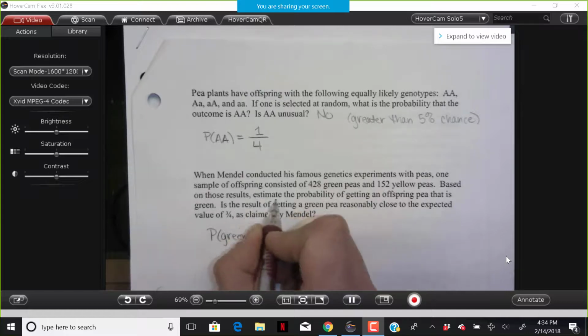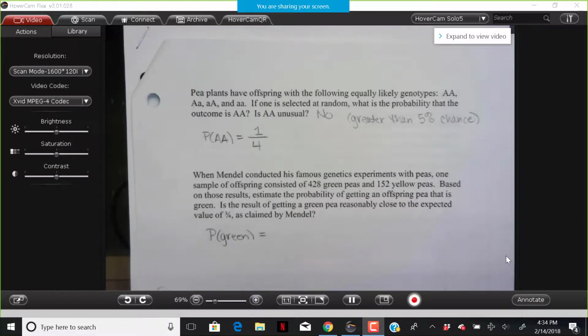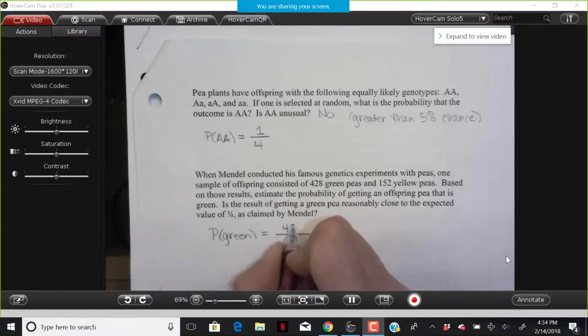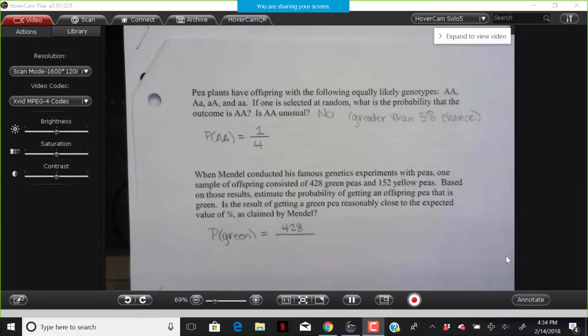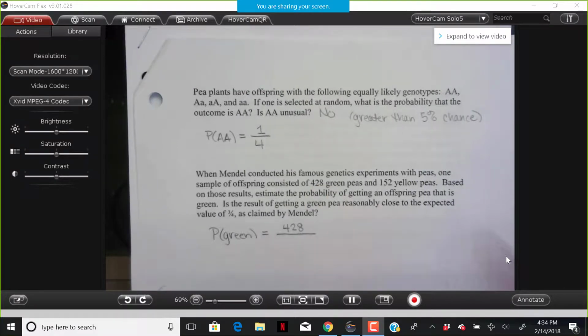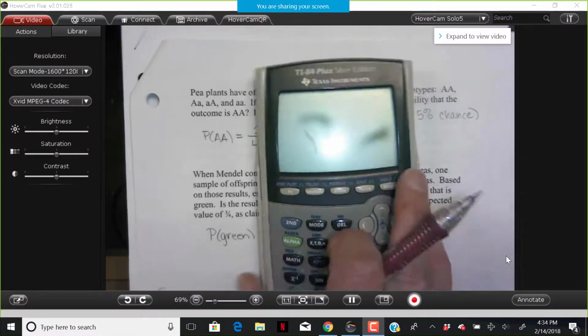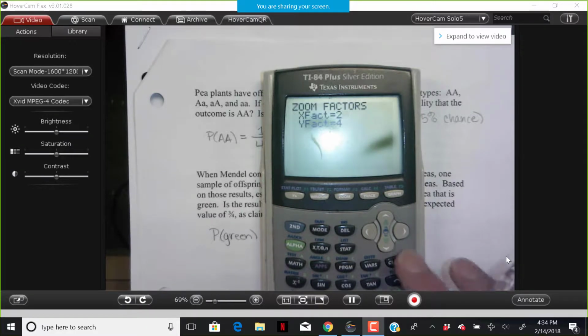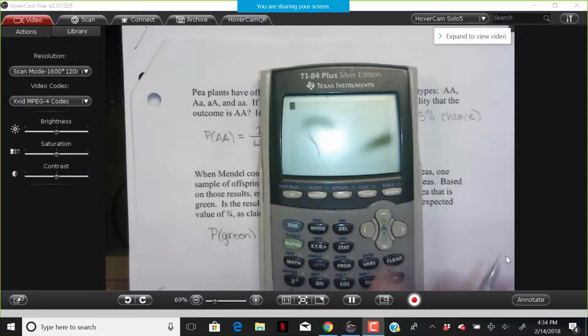And when we do estimated probability, we do the number of times we got green divided by the total number of times he did the experiment. So what's the total number of times he got green? 428. And how would we figure out the total number of times he did the experiment? Right, add them together, yep. So 428 plus 152. Yeah. So 580.